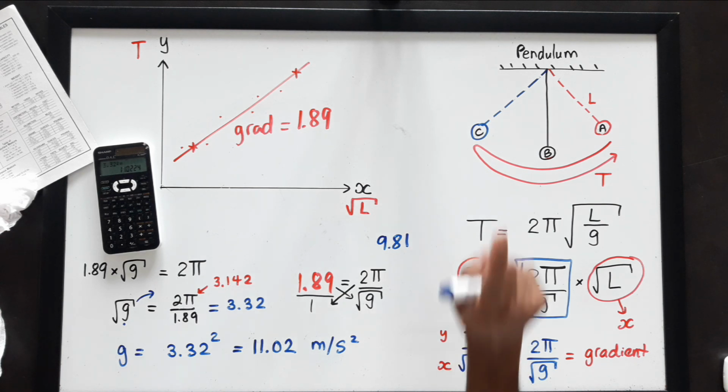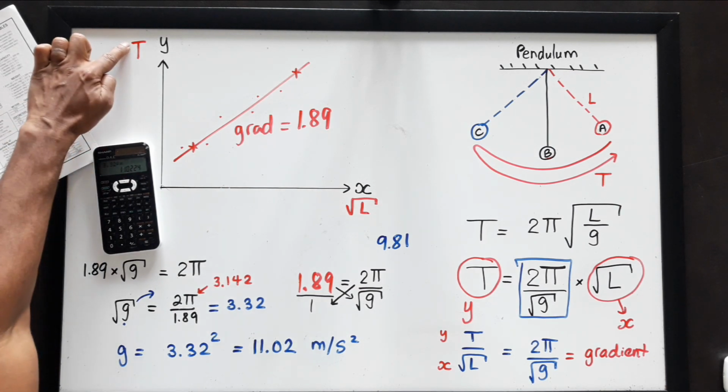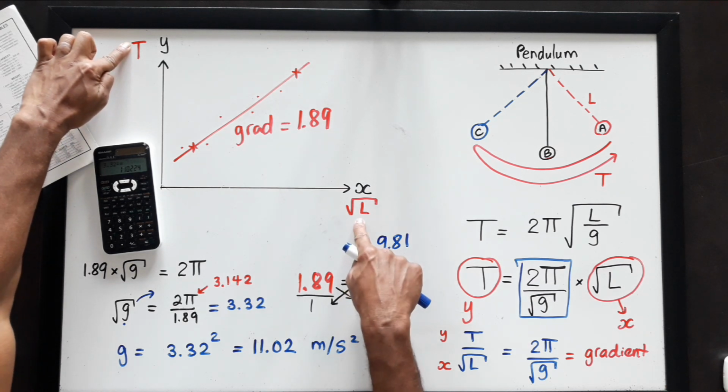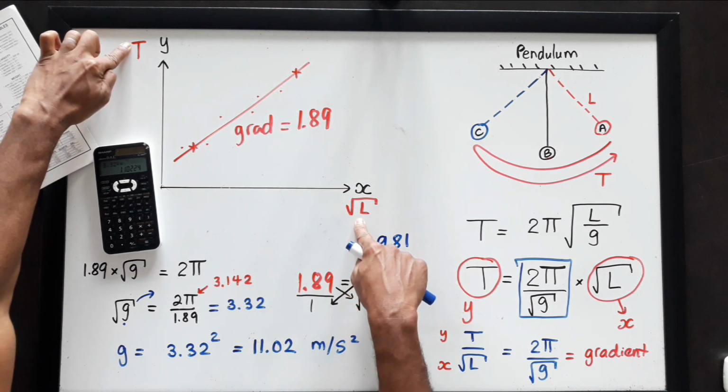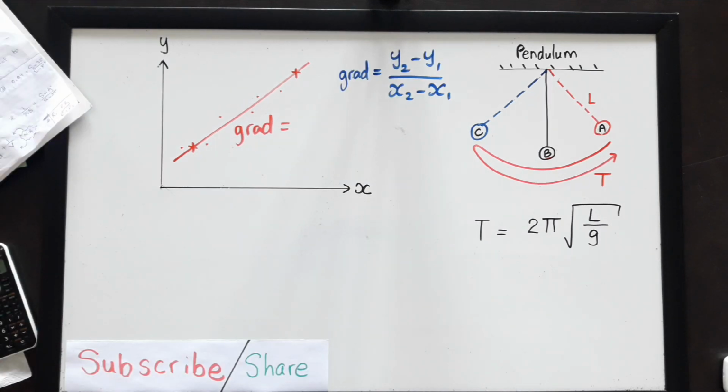Alright? So there are two versions to the pendulum experiment and the graphs. And I'm going to show you both today. You notice in this one we plotted t on the y-axis and the square root of L on the x-axis. I'm going to show you a different way it can come in the exam. Alright, so let's do the pendulum experiment a different way now. Remember, both ways can come in the exam, so it's really useful to know both.